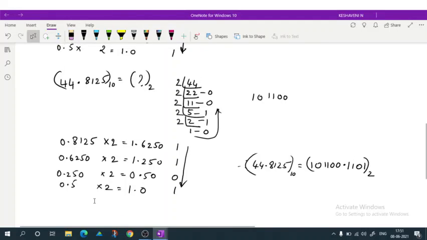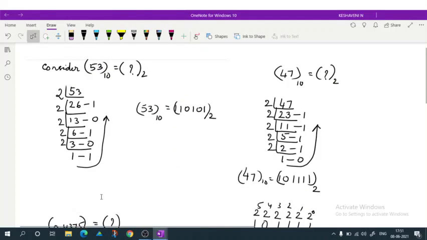One thing you should remember: in the previous slide I explained how to convert binary to decimal. In the case of binary to decimal, first we multiplied before the fraction point. After the fraction point you have to divide.